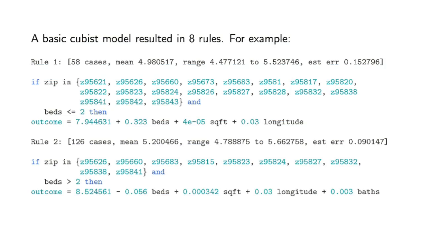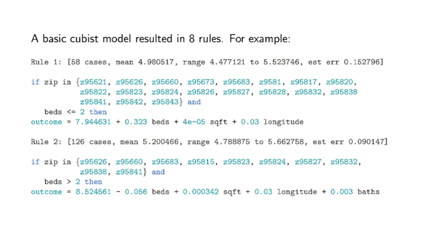I've abbreviated here. So here are the first two rules that Cubist shows you. Again, these are after pruning and smoothing. The first rule is based on zip code and the number of beds. So if you're in these zip codes that are listed here, and you have less than or equal to 2 beds in your house, then here's the linear model. This is the final smooth linear model that you get, and it's a function of longitude, square footage, and beds.